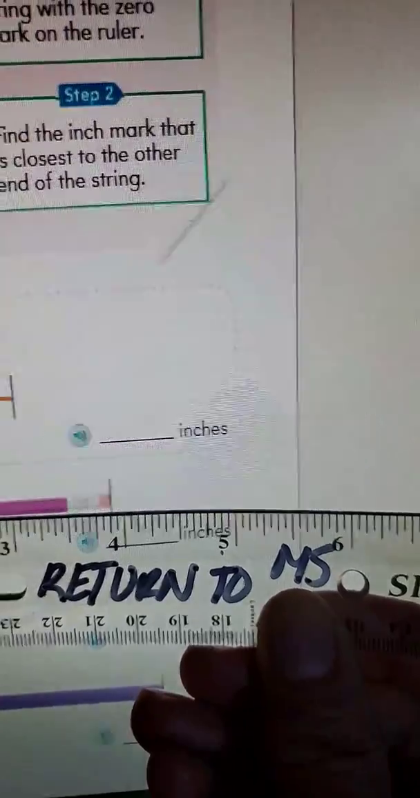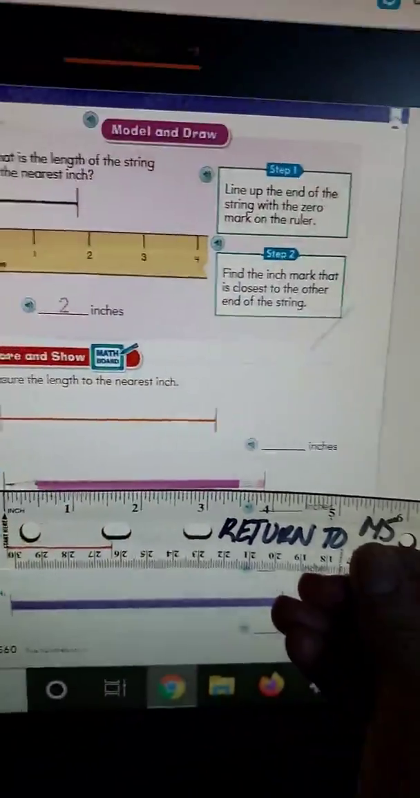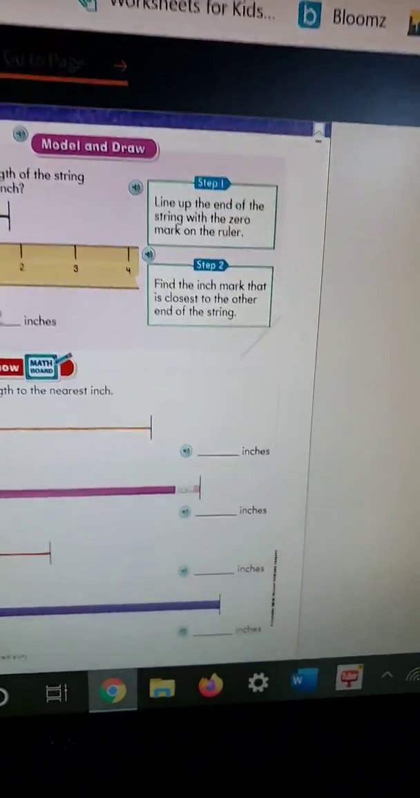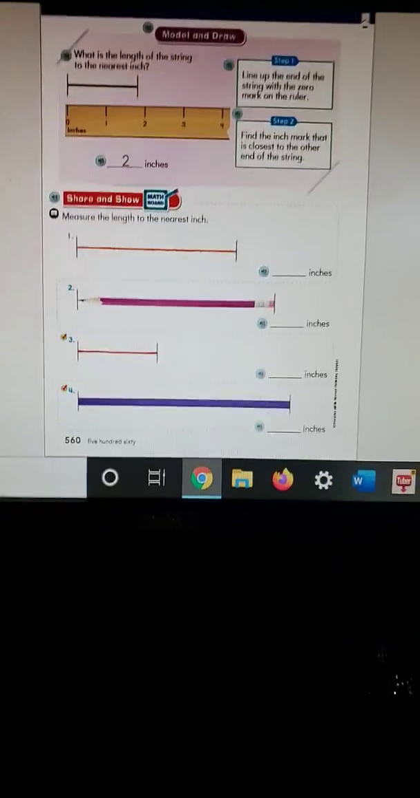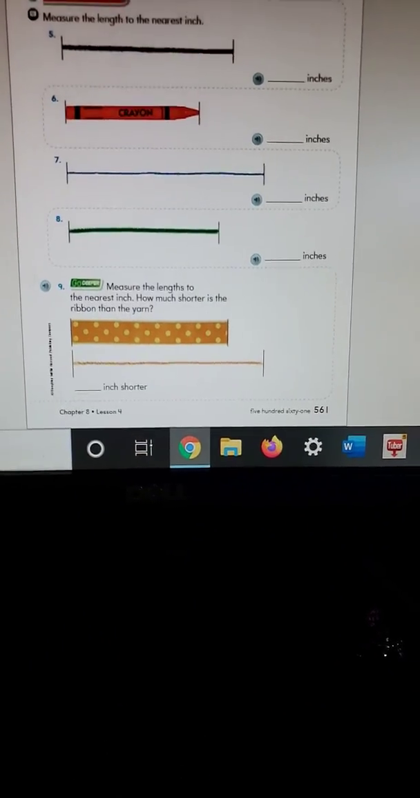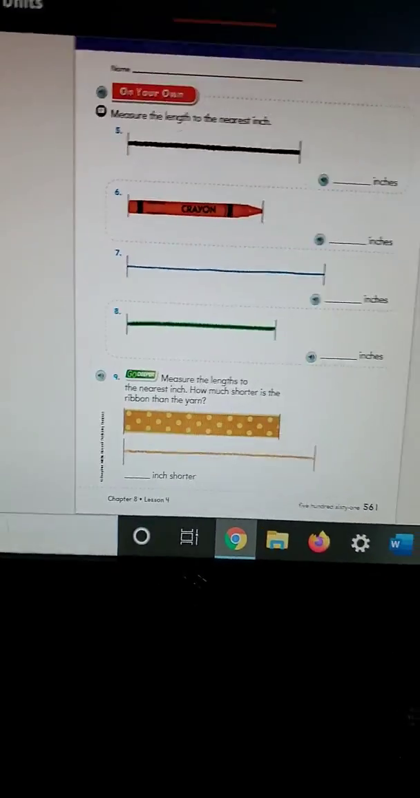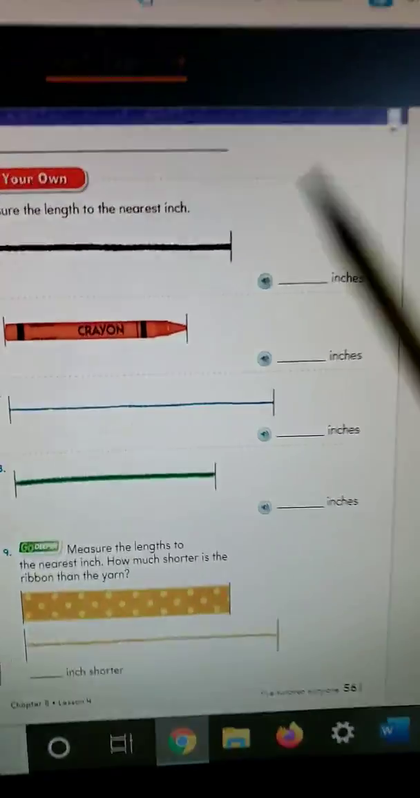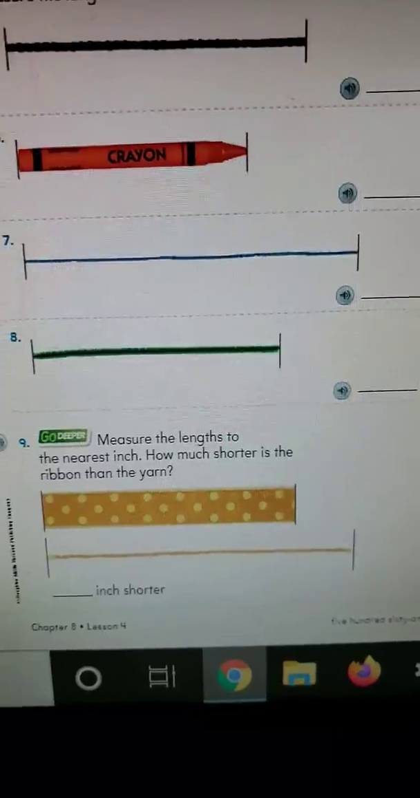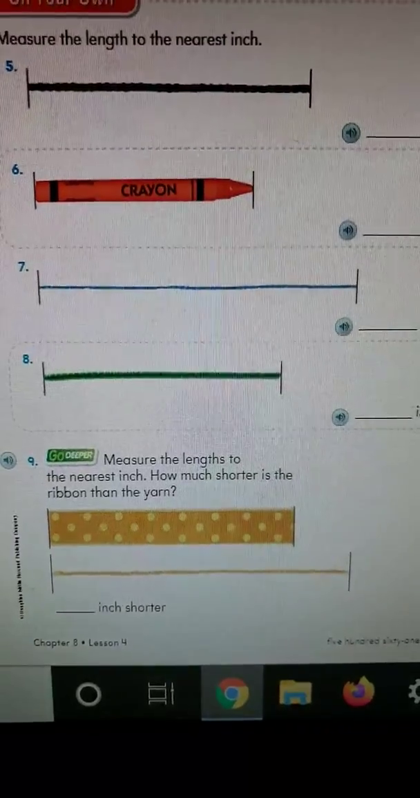You want to write down your nearest inch that is closest on the ruler. Okay, so you're going to go through and do the rest of this page and page 561 the same way. When you come down here at the bottom, number 9 says measure the length to the nearest inch.